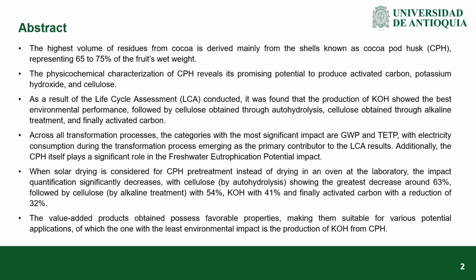Solar drying was considered for CPH pretreatment, and under this scenario, the impact quantification significantly decreased, with cellulose obtained by autohydrolysis showing the greatest decrease, around 63%, followed by cellulose obtained by alkaline treatment with 54%, potassium hydroxide with 41%, and finally activated carbon with a reduction of 52%.